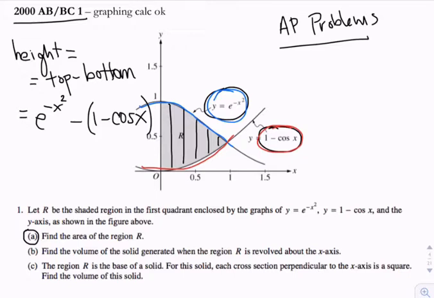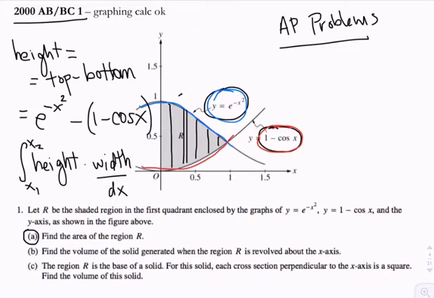Okay, so this is just going to be the integral of the height times the width from x1 to x2. This is our height. Our width is going to be dx. Remember, that's how wide these are, a little tiny bit in the horizontal direction. And we have to find the x1 and x2.